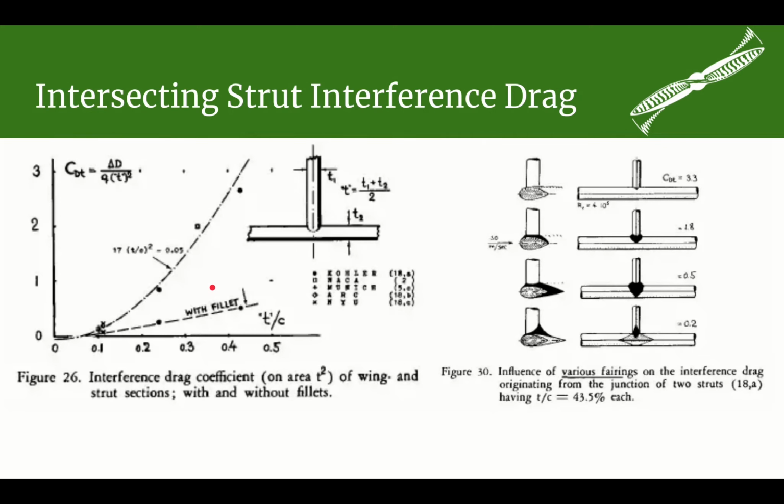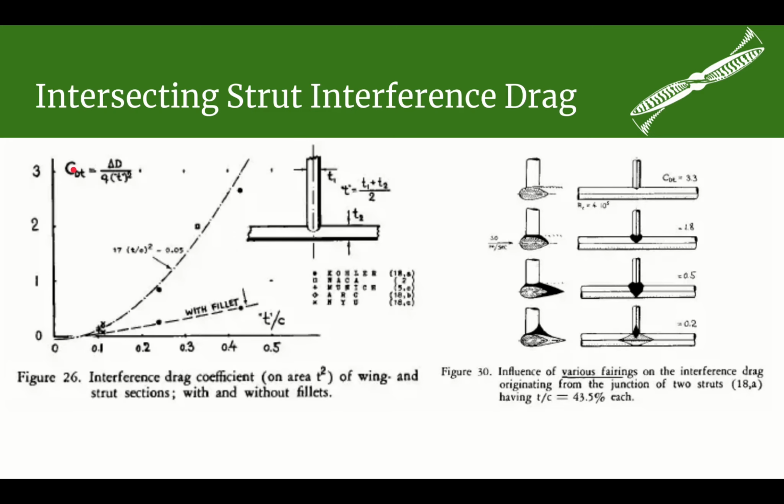So here's another example of interference drag, which is similar to what we were just looking at. In this case, it's two struts that intersect, and we're looking at it head on. So there's a strut here horizontal, strut vertical. And this graph over here, on the horizontal part, we're looking at the thickness of the strut divided by the chord of the strut. So at 0.5, it's half as thick as the chord.